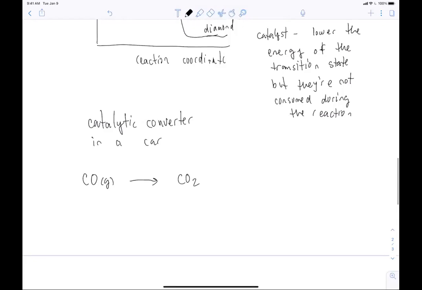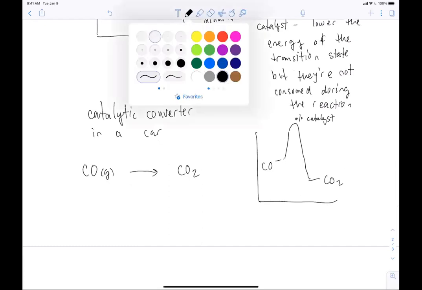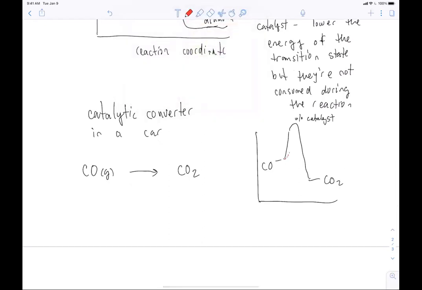The problem is that that doesn't happen easily. So we end up in a similar situation. I'm simplifying the energy diagram there. That doesn't happen easily without a catalyst. And so cars have catalytic converters on them, and the catalytic converter works to lower that barrier.